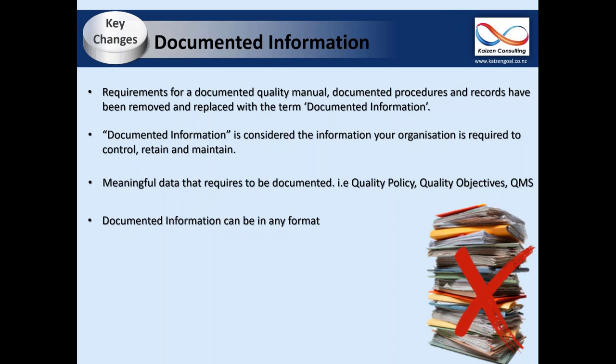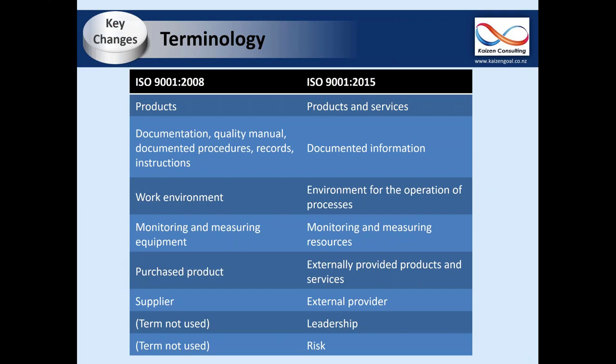Yep. Thank you. So just to wrap that up, this is the summary of the terminologies that have been changed between the two standards. We've got the 2008 on the left column. What was referred to as products is now referred to as products and services. Documentation, quality manual, documented procedures, records, and instructions are now referred to as documented information. Work environment is now referred to as environment for the operation of processes. Monitoring and measuring equipment is now called monitoring and measuring resources.